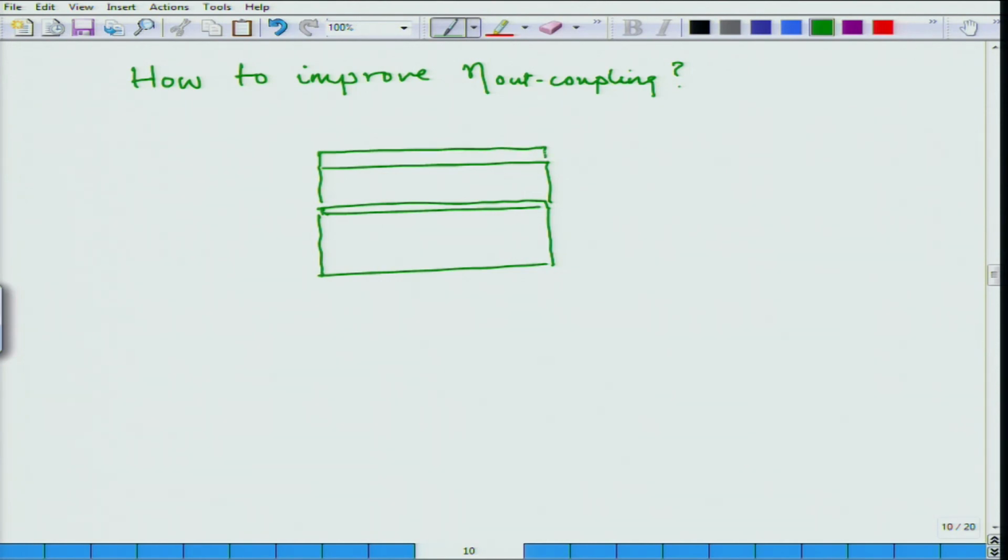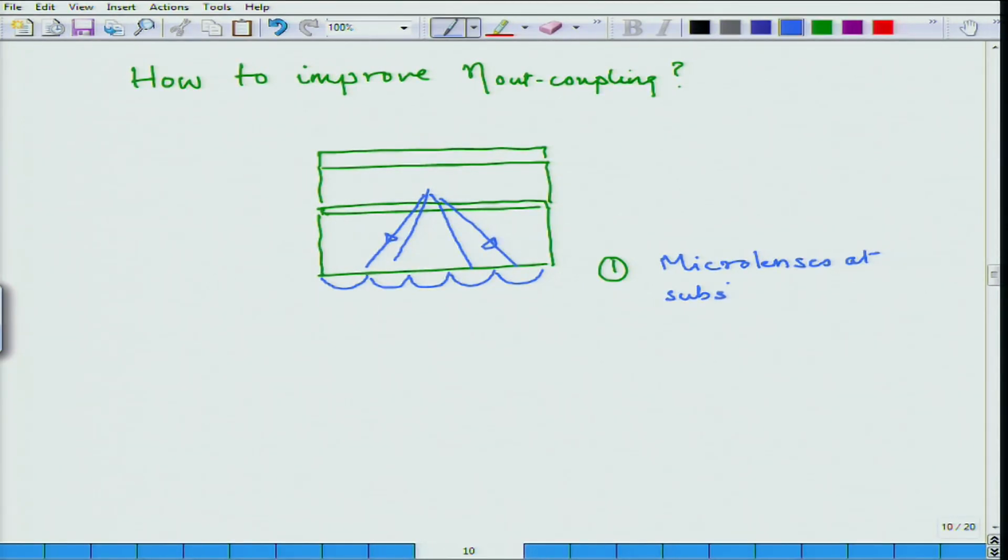cathode, then the first change that people have tried is they have changed the interface from being flat to some sort of a graded interface or put lenses on top of it. What that does is that the cone of light which we were collecting without the micro lenses becomes larger. Now, we should be able to collect an even larger cone. So, micro lenses at the glass substrate, at the substrate air interface.